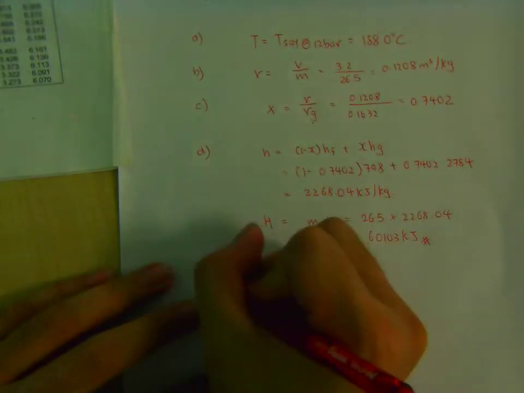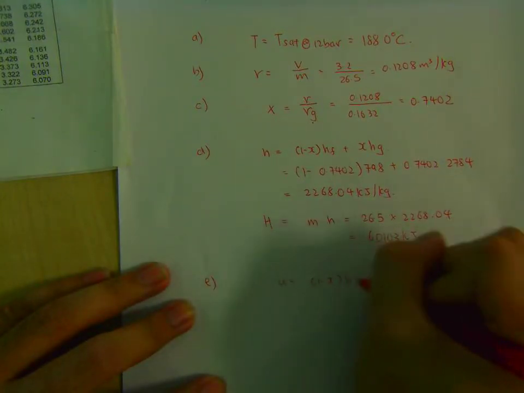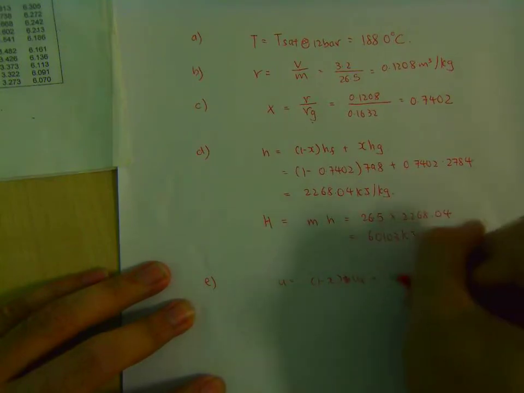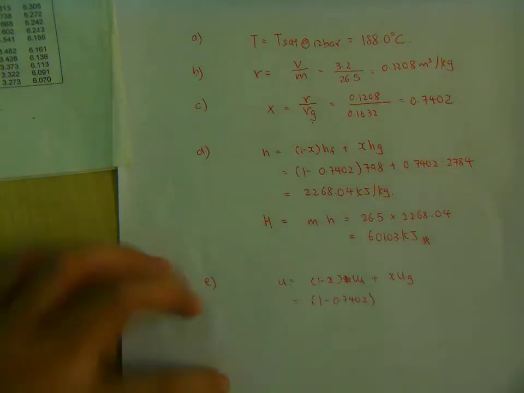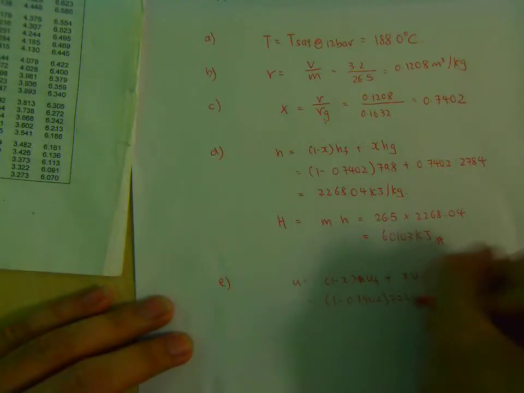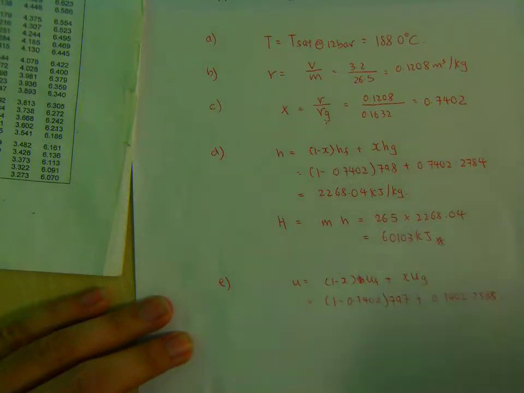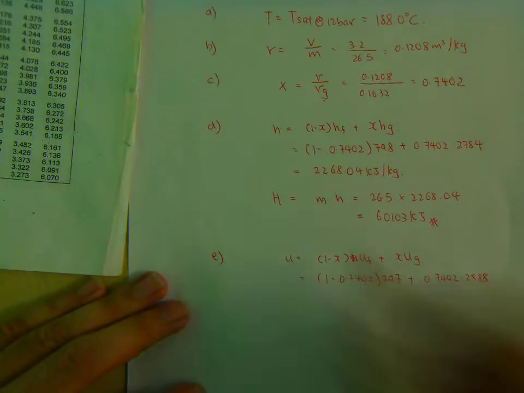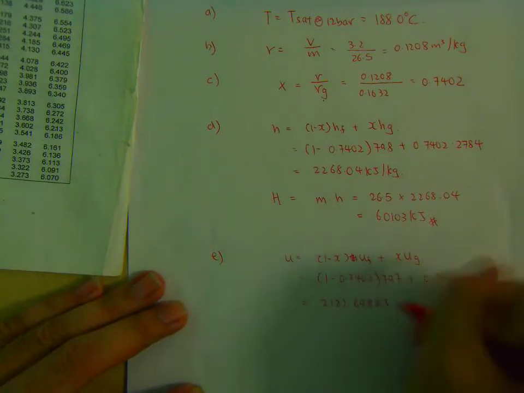Last one, E. Same thing, specific internal energy, follow the formula: (1 minus x) uf plus x ug. So 1 minus 0.7402. uf and ug again from 12 bar. At 12 bar, uf 797, ug 2588. So 797 plus 2588. The specific internal energy will be 2122.698 kilojoule per kg.